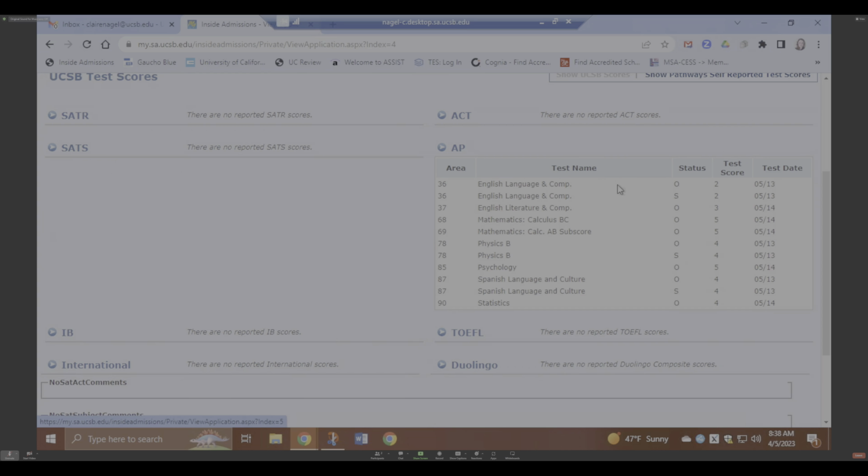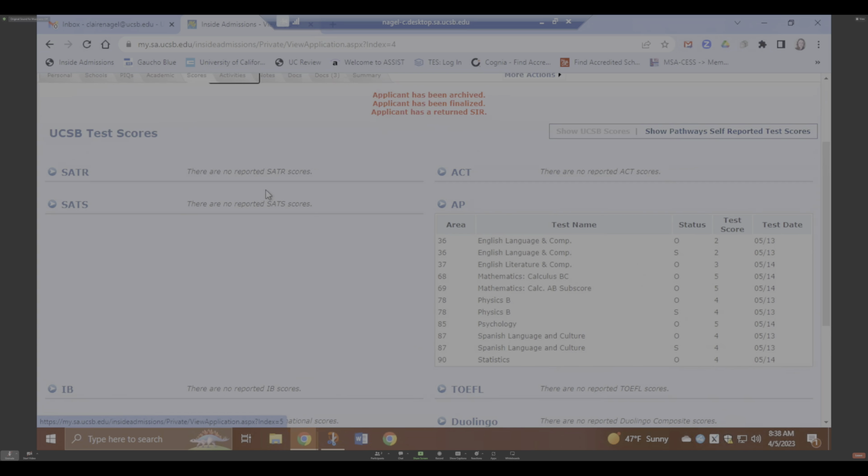But for AP, you'll see that some of these are doubled up. And that's because we have your official scores. Those are ones that have been pulled in from your AP score report. The S's are self-reported. So at the time that we reviewed your application, we just had the Spanish, Physics B, and this English exam. Everything else came in after you were admitted.